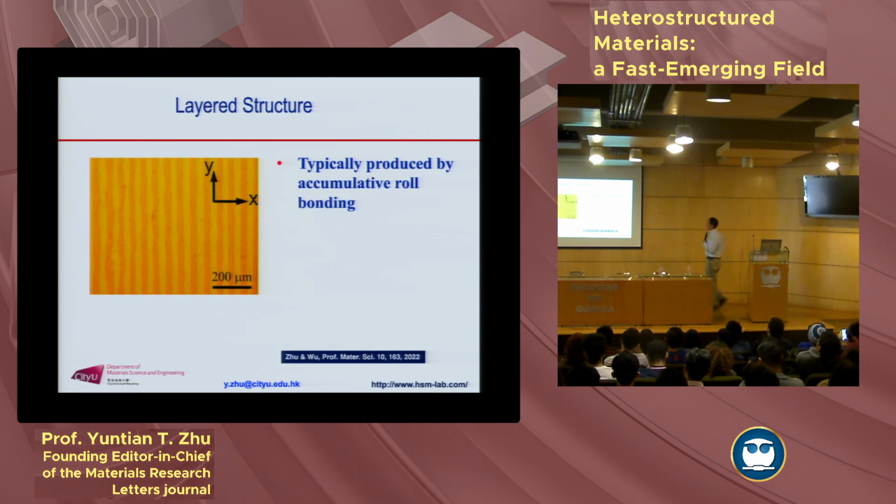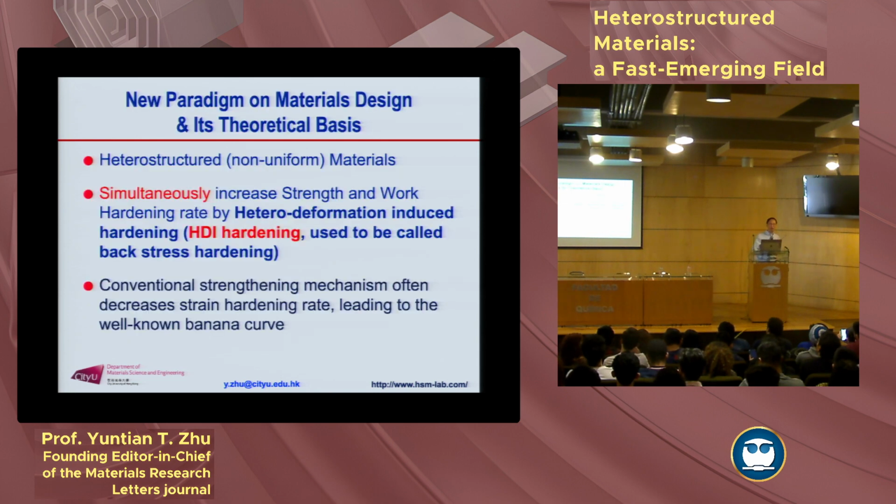Layered structure, this is the copper, brass, that's easy. And we use that one to study fundamental issues. So with this heterostructure, this is a new paradigm of materials design. And what's the theoretical basis?